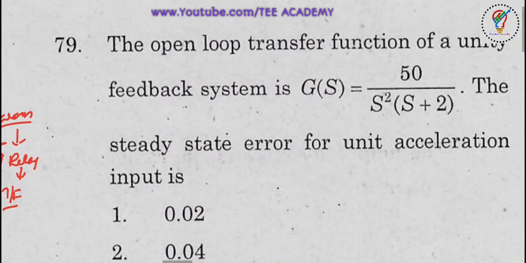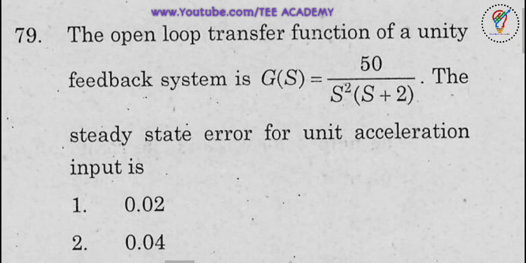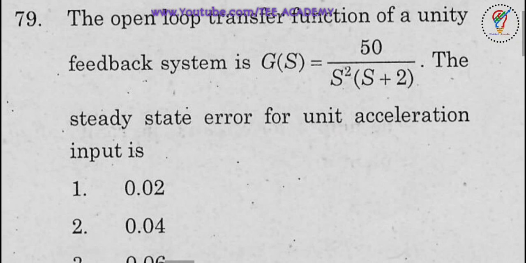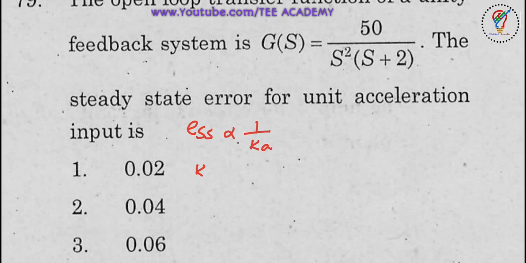Now, see here, the open loop transfer function of a unity feedback system, G(s), is equal to 50 divided by s squared into (s plus 2). The steady state error for unit acceleration input. Now ESS, steady state error, is inversely proportional to the acceleration error constant. Now what is the K here?